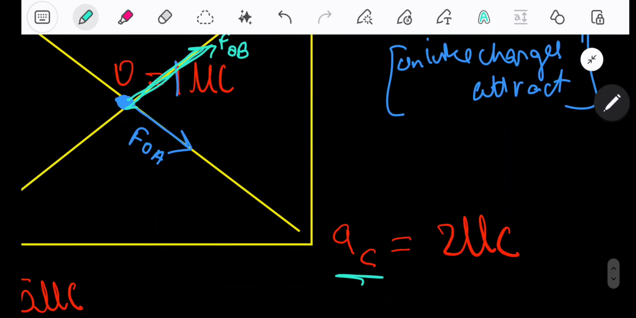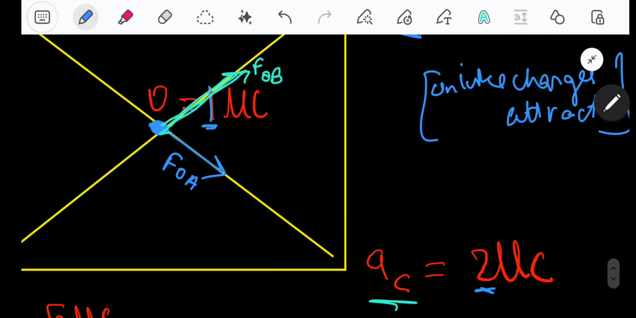Let's see C. Look at C and O. Over here you can see that this is plus and this is plus as well. So you can see that they are like charges and they will repel. So it will go away from C. Away from C means this direction. That is force on O due to C, right?